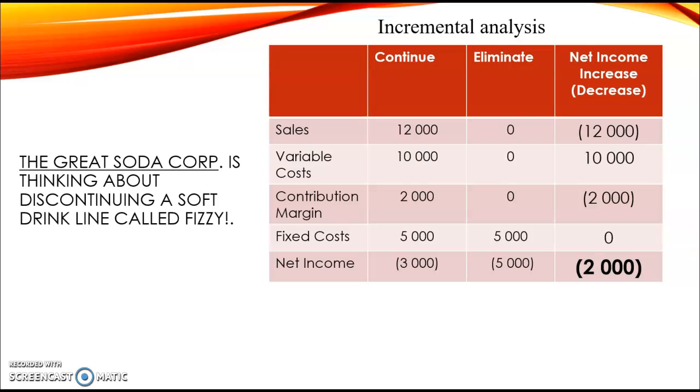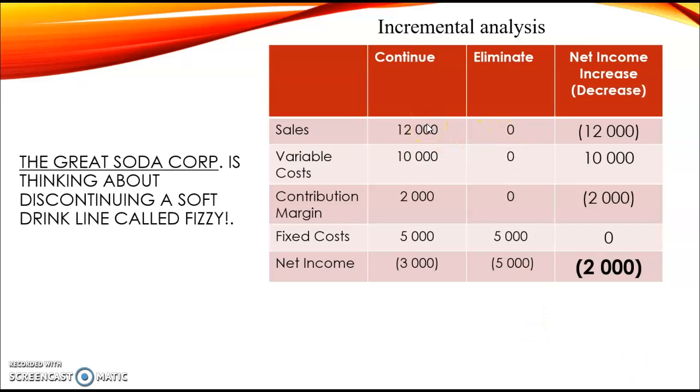Here is an incremental analysis for the Great Soda Corporation. This company is thinking about discontinuing a soft drink line called Fizzy. Let's look at what will happen in this situation if the company continues to produce and sell soft drink line Fizzy. Managers expect to be able to sell just 1,200 cases of Fizzy this year at a price of $10 per case. The cost of making Fizzy is shown here.